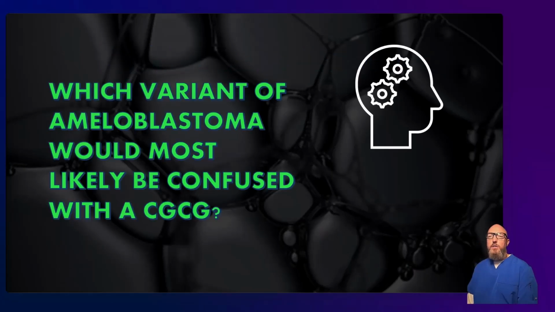All right, quick thought question for you now. Which variant of ameloblastoma would most likely be confused with a CGCG? Well, let's think about location first. CGCG is in the anterior most commonly, whereas ameloblastoma, the most common type, the solid type, is more common in the posterior. So if you go by location alone, desmoplastic ameloblastoma was the one that occurs in the anterior, so that could be confused. Also, desmoplastic ameloblastoma doesn't have those thick, coarse septation, not as likely to look like the true soap bubble appearance like your multicystic ameloblastoma does.